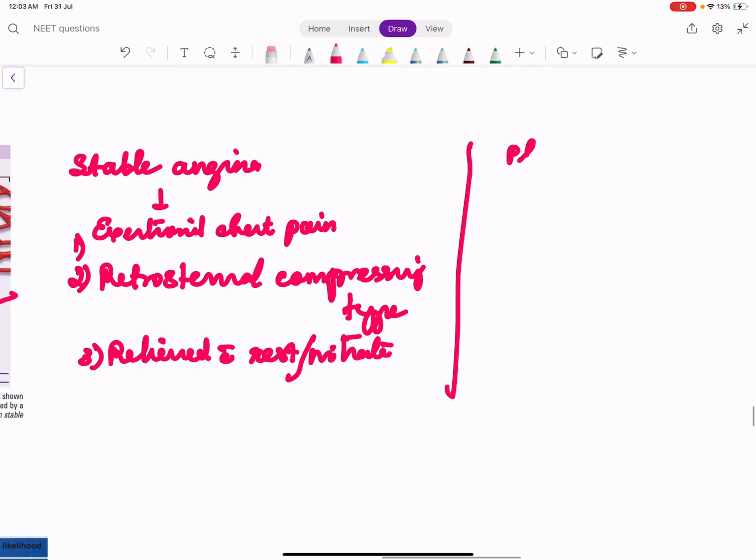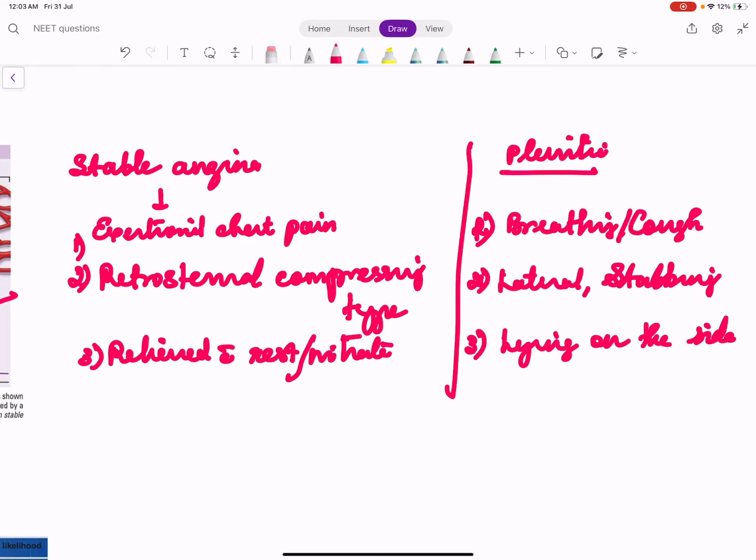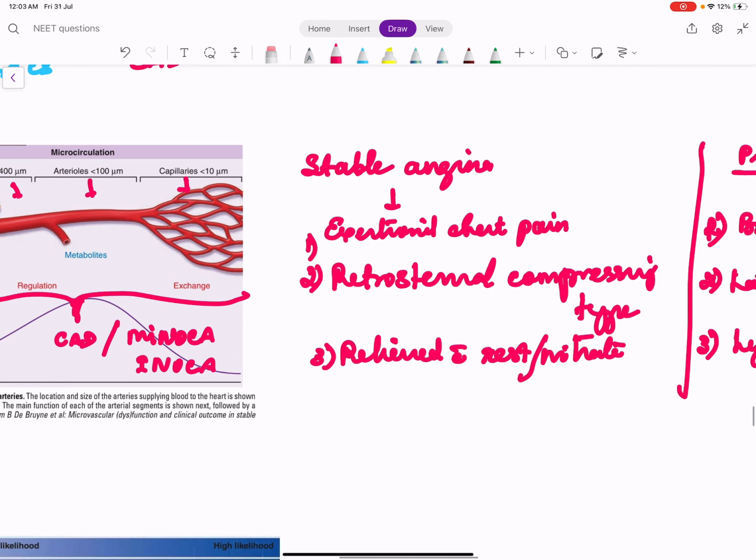Why this is important is we have other types of pain like pleuritic chest pain. Pleuritic chest pain is not retrosternal, it is lateral in the axillary region. Then it is not exertional, it occurs with breathing. Deep breathing or coughing brings about the pain. It is a stabbing type of pain, not a compressing type of pain. And how is it relieved? By splinting, by lying on the side with pain, which relieves pleuritic pain. So this is angina.